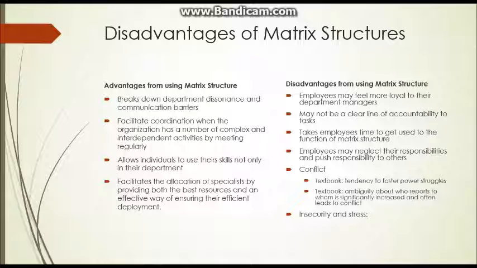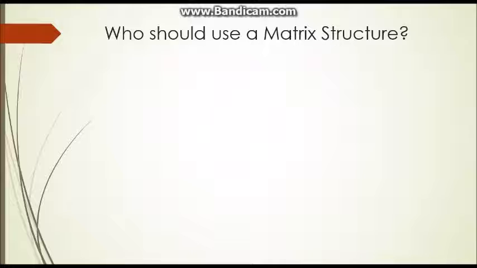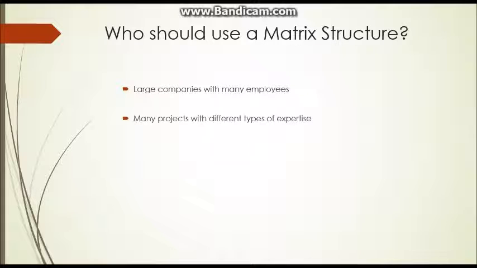Although there are many disadvantages, these can be eliminated if the matrix structure is the correct organizational structure for your company and there is a cohesive understanding among all employees and managers. Big companies that have a very large number of employees, which are both interdependent and complex, should choose the matrix organizational structure. This is because matrix structure can lower costs and allows individuals to use their skills not only in their department but to help others and so on.